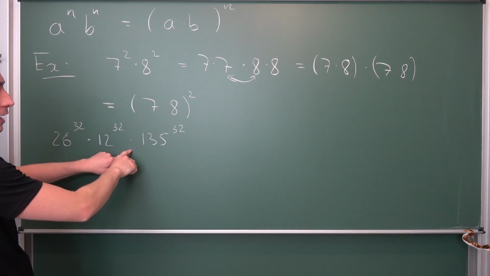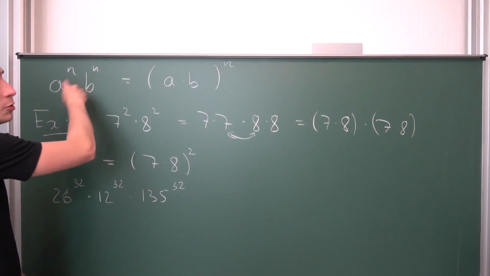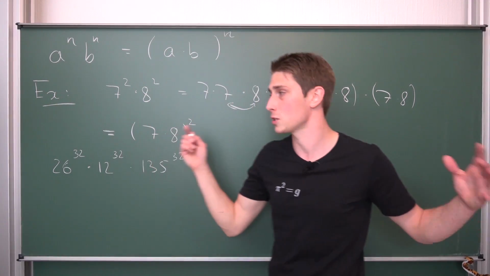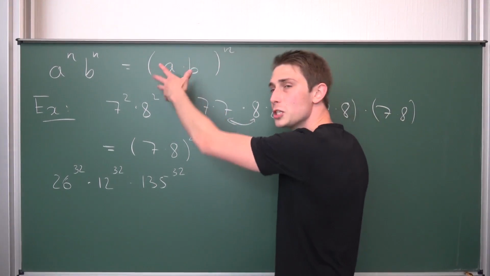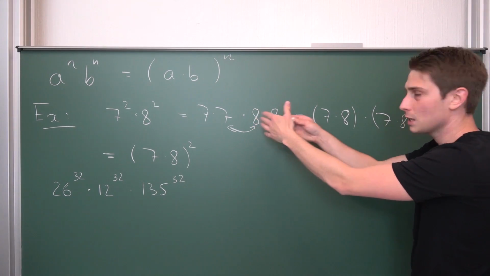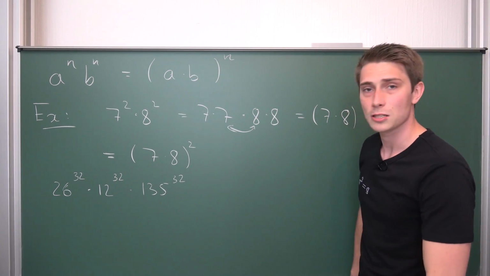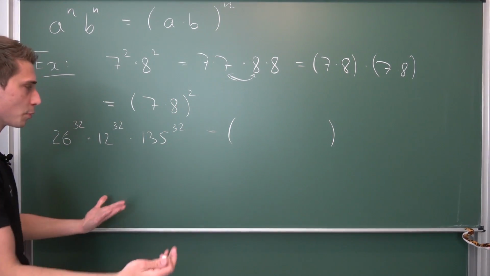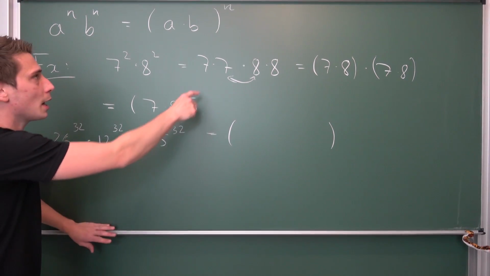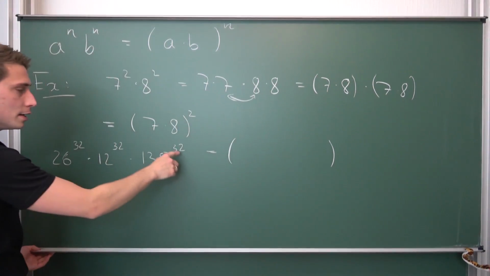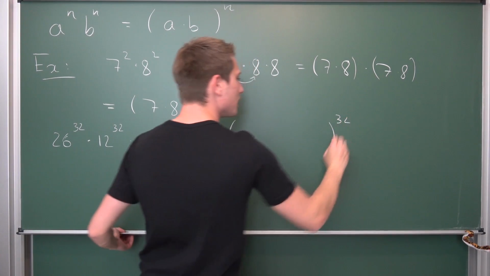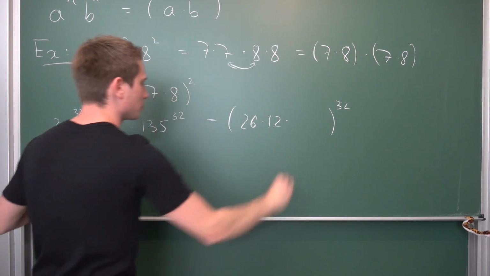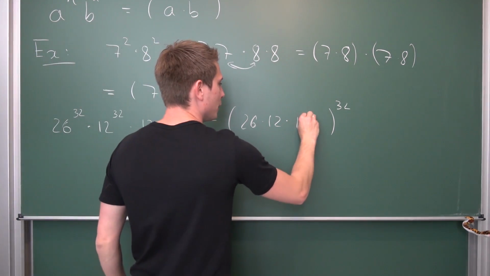So what do we have in common here? It really doesn't matter if you multiply two exponentials together, or 3 or 5 or 1200. It's going to be the same procedure, because commutativity and associativity work on multiplication. So let us get at what we have. We have parentheses. Our common exponent n up here is 32. And what are the bases? We have 26 times 12, multiplied together, times 135.